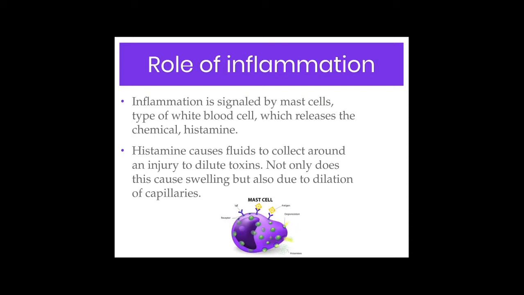So next, the role of inflammation. So inflammation is signaled by what are called mast cells. So when you have something that is foreign in the body, the mast cells are a type of white blood cell that release histamine. So when they release histamine, it's going to cause that area to collect fluids and cause the capillaries in that area to dilate. So it's going to bring more blood flow to that area, which is very important because we want the white blood cells in that area.